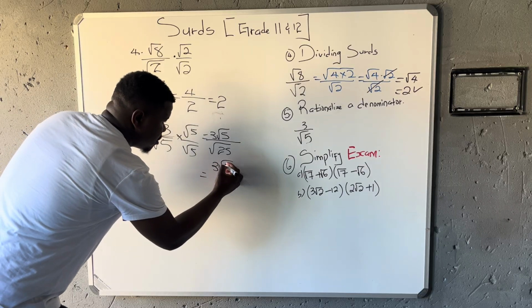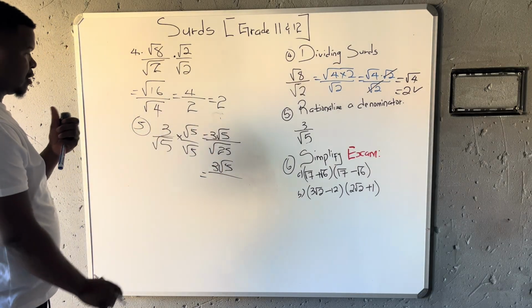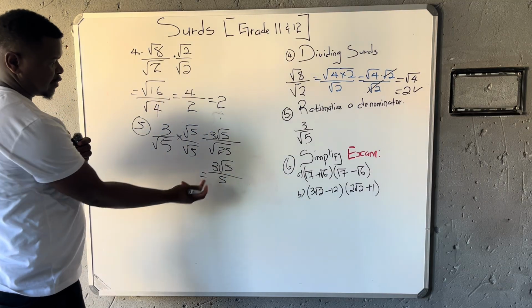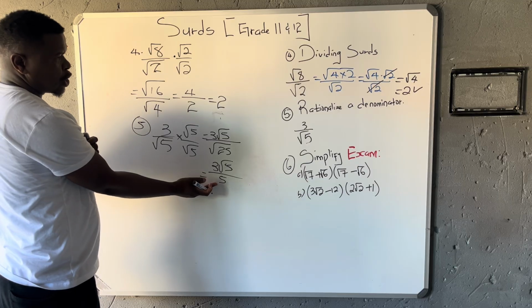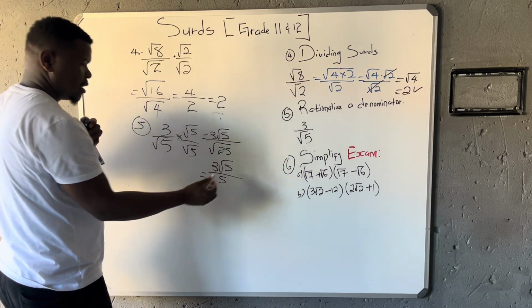Now, my numerator, there's nothing I can do, but my denominator, 25, is a perfect square. What is the square root of 25? It's 5. You see, I achieved it, because now I managed to get rid of the root. I'm now having a 5.